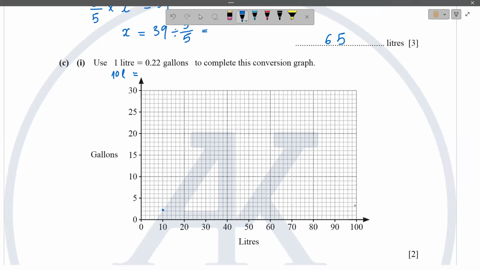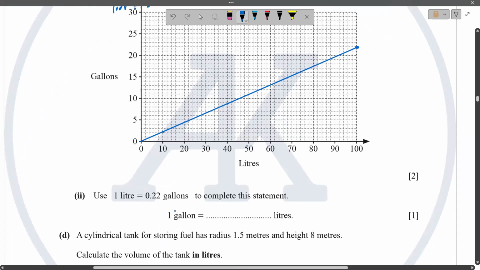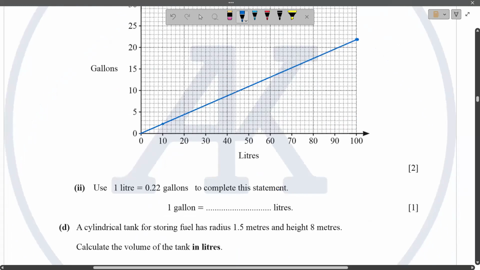And for example, we can get the 100. For 100 liters, it's 22. 22 is here. So we can move across the points and we'll find this is our straight line. Use 1 liter equals 0.22 gallons to complete this statement.